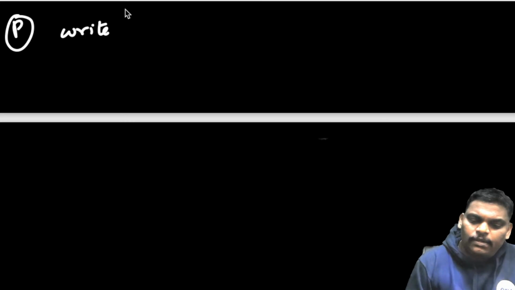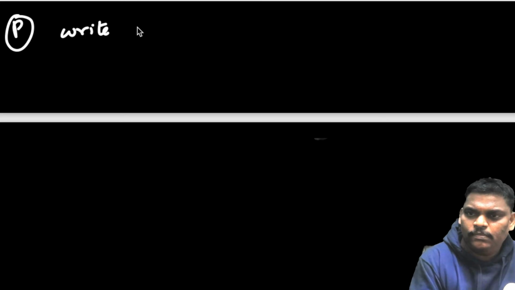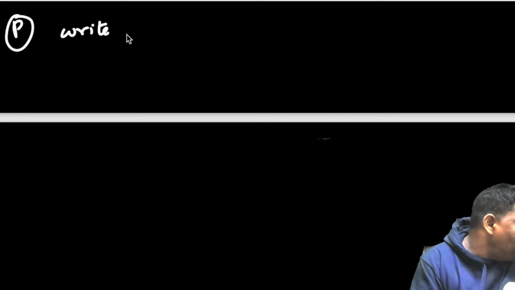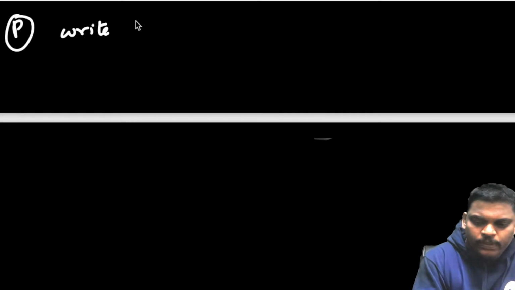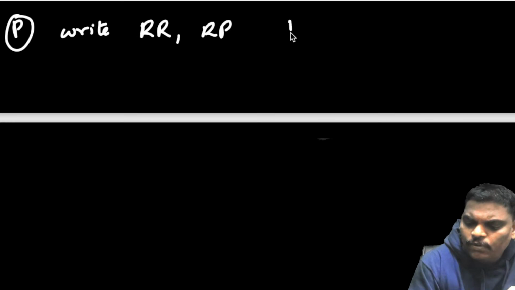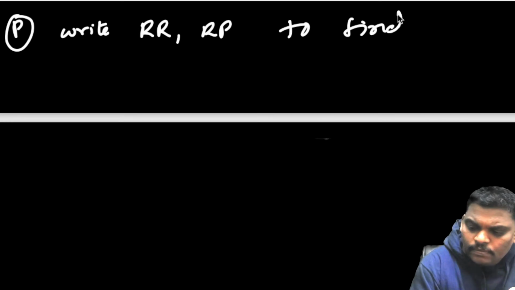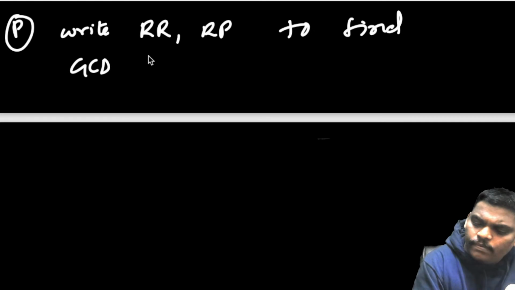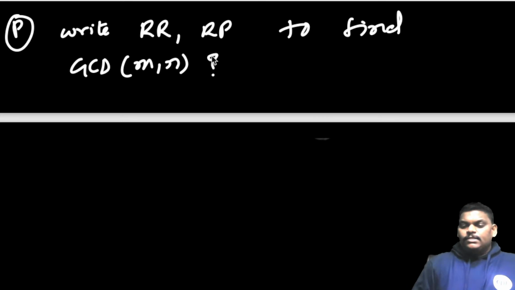Next problem. Write a recurrence relation and a recursive program to find the GCD of m comma n.